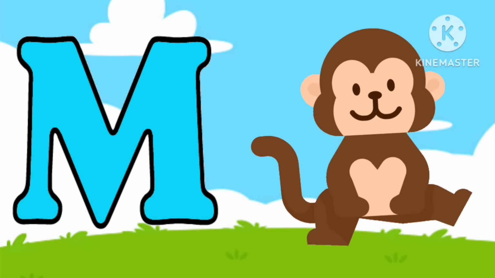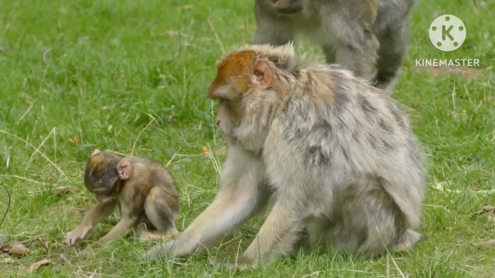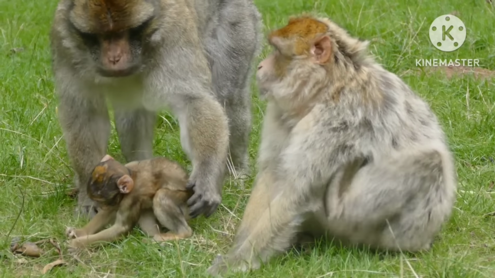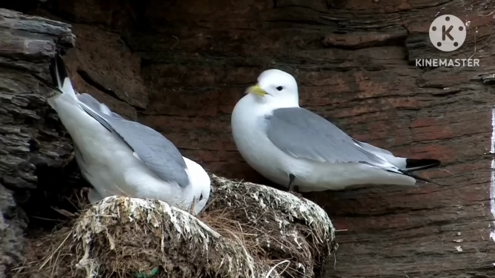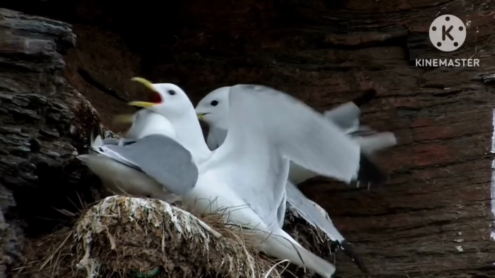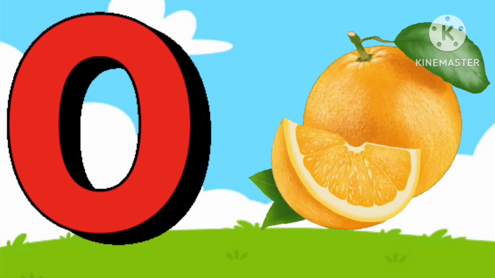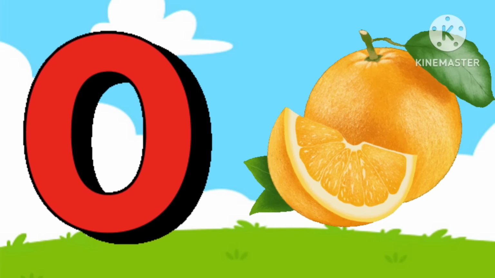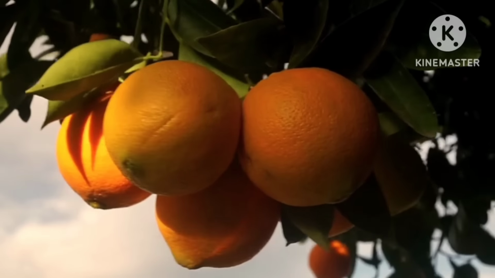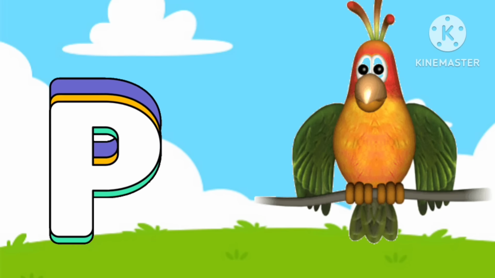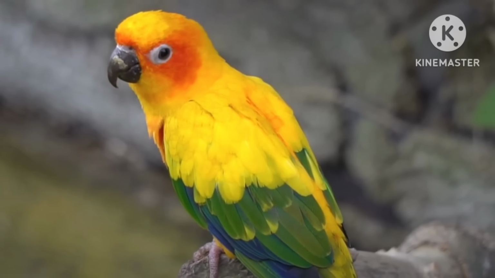M for monkey. Monkey means? Bandar. N for nest. Nest means? Ghosla. O for orange. Orange means? Santra. P for parrot. Parrot means? Tora.